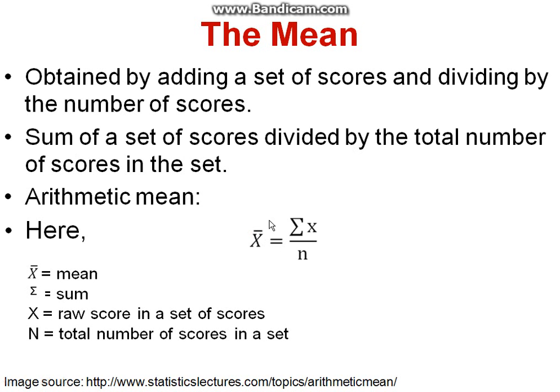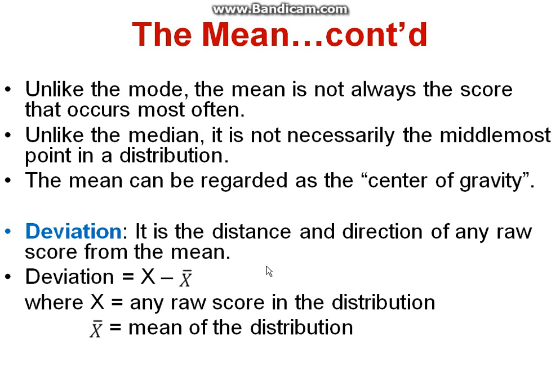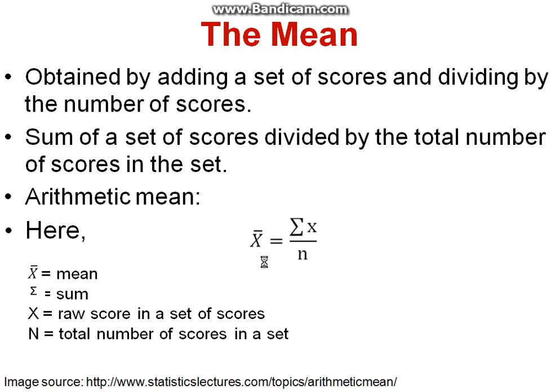So the mean is given by this symbol over here, x bar, which is defined by the summation x divided by capital N. This has to be capital N. Summation x divided by capital N, where capital N is the total number of scores in the set, and x is the raw score in a set of scores. And the symbol sigma refers to summation.